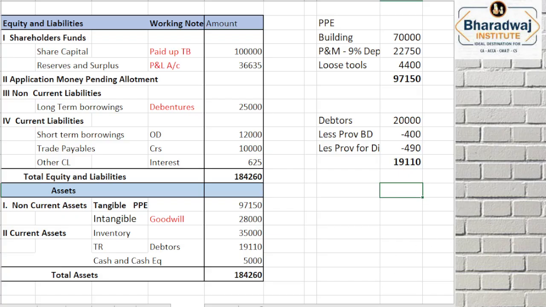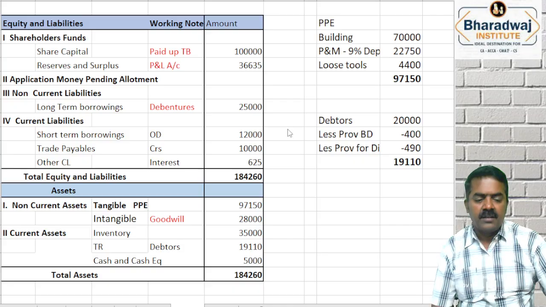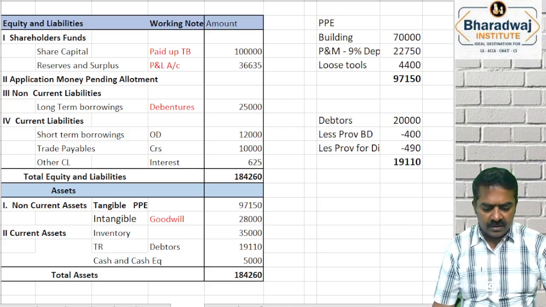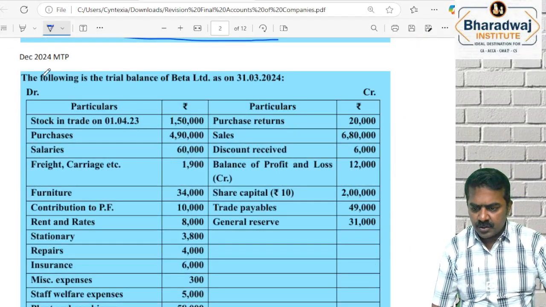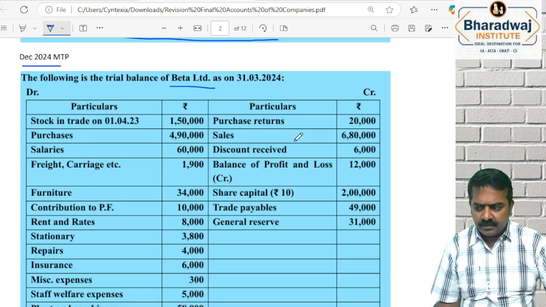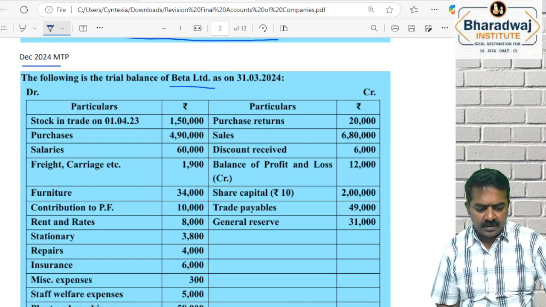So if you have copied this, please go through the next question. Then we will solve this question. Beta Limited. Go through this question.